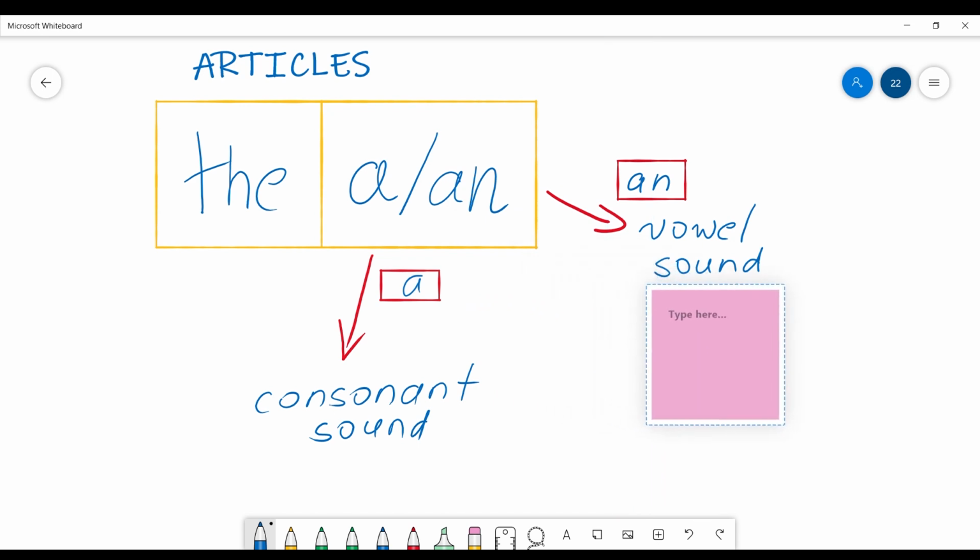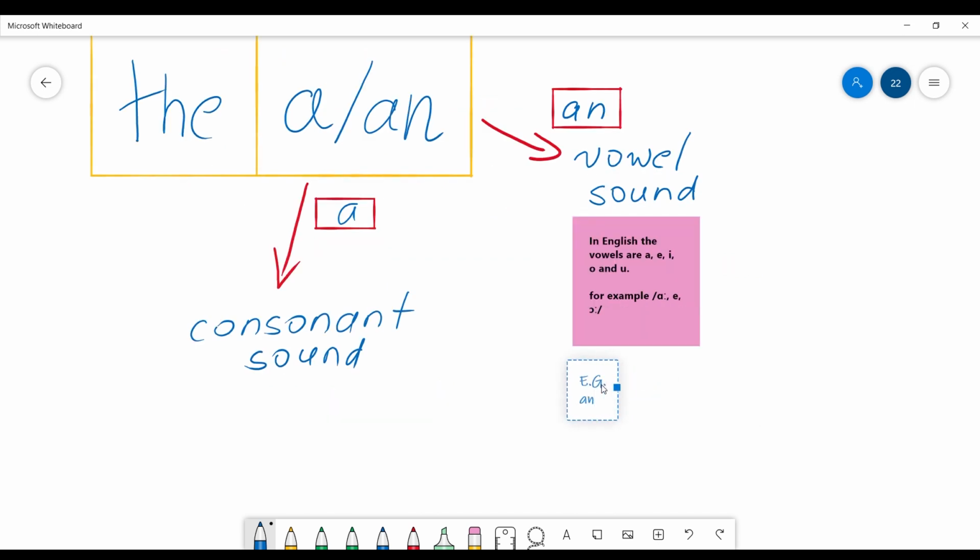And what are the vowel sounds? Just a quick reminder about that. Vowel sounds are all the sounds which we can pronounce without touching our lips together, for example, a, e, o, and u. Let's look at some examples.